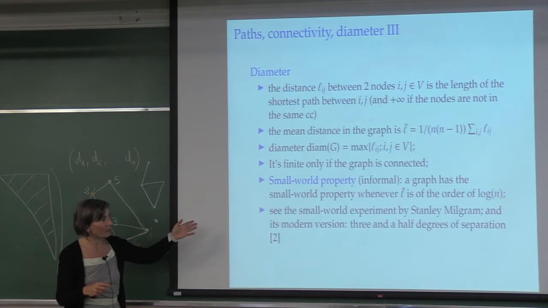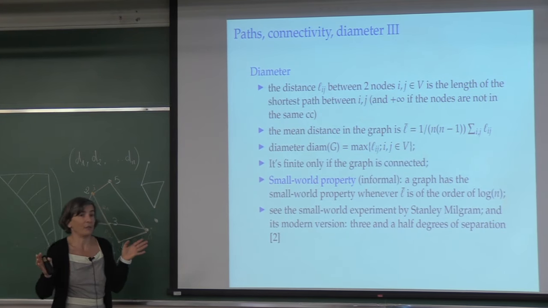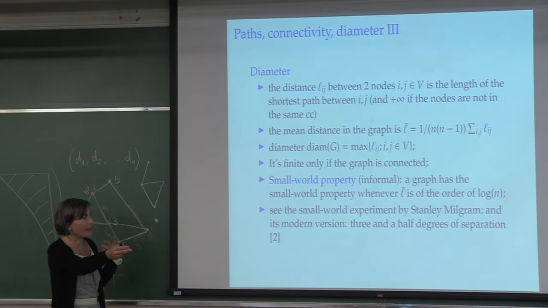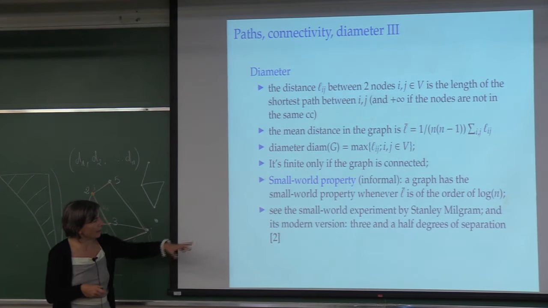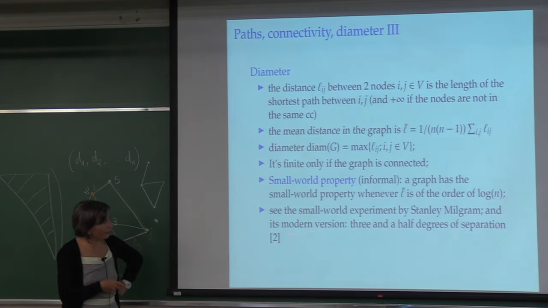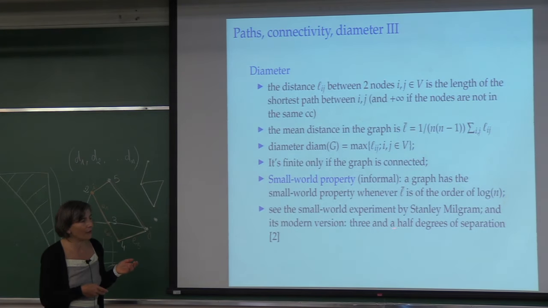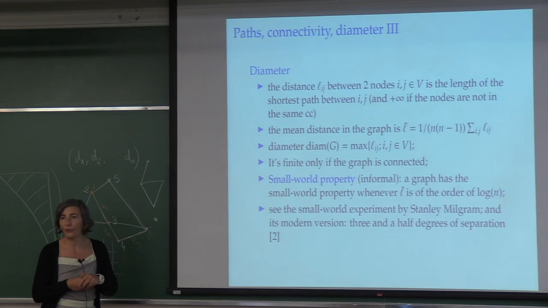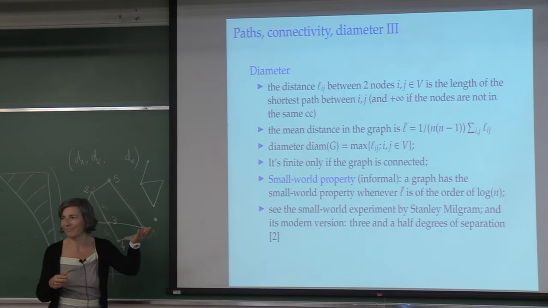And he did that experiment, and then he measured something like distance 6. So that's incredible. You take two people at random in the US and they can send letters to each other by only going through six different posts. And in fact, there's a modern version of this experiment by Milgram on the Facebook dataset, and they found that it's rather 3.5 degrees of separation. So if you have a Facebook profile, you are 3.5 distance on average from Barack Obama.